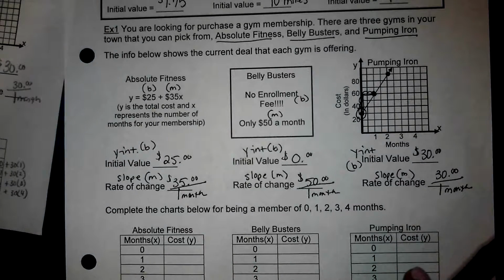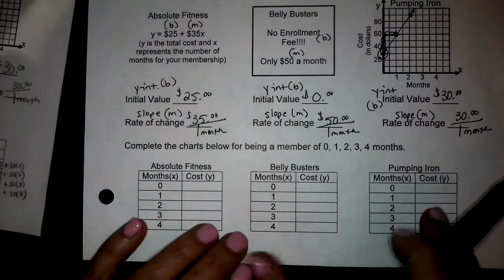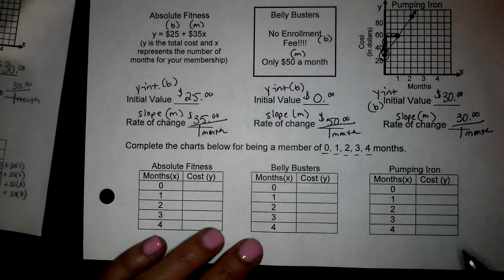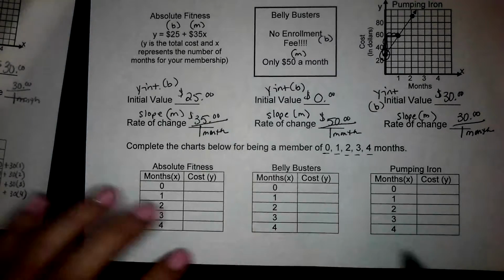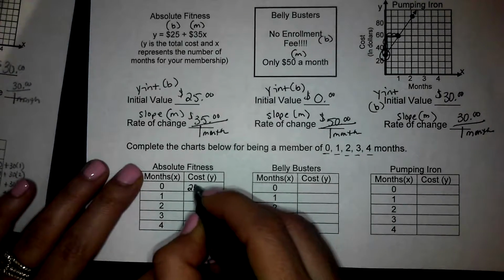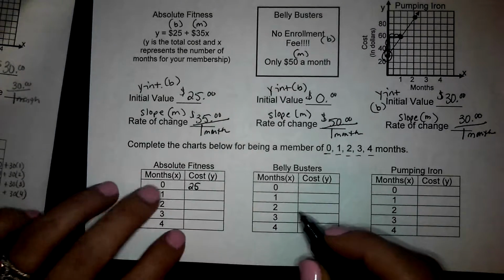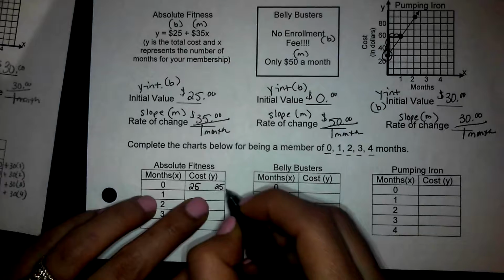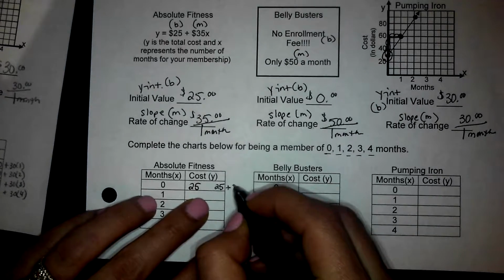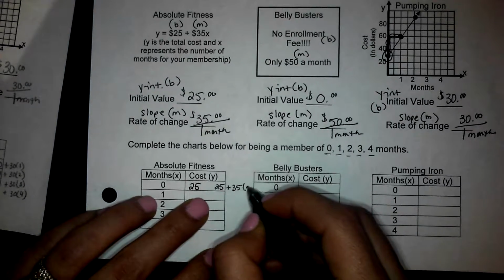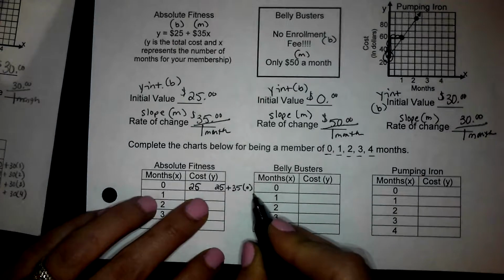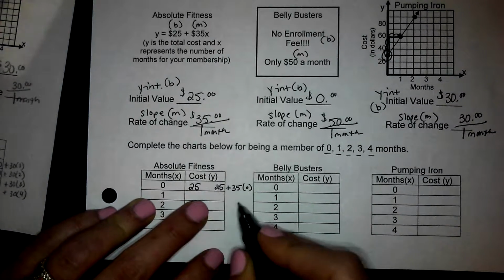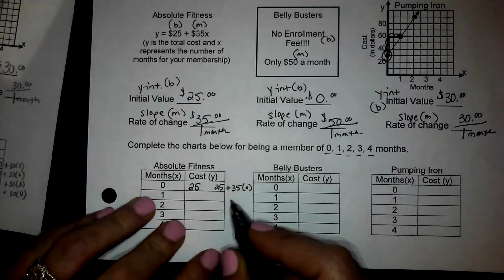So complete the charts below for the cost of being a member for either 0, 1, 2, 3, and 4 months. Now at Absolute Fitness, the cost is $25 at 0 months. So this is coming from my $25 plus the $35 that I have to pay per month, but no months have gone by yet. So 35 times those 0 months is 0. 0 plus 25 just gives me that 25.